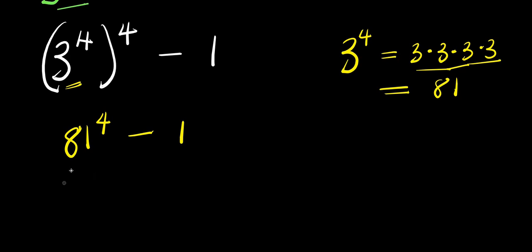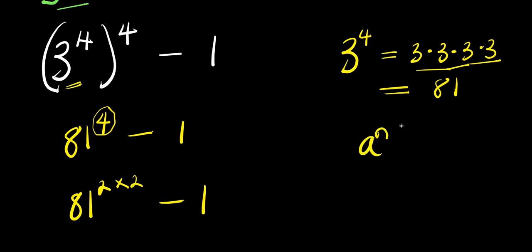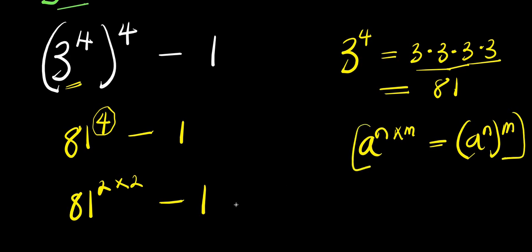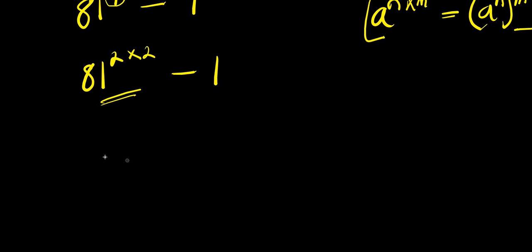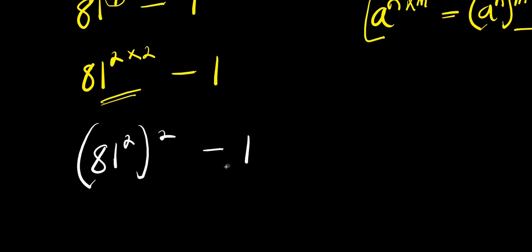So from here, I can express this 4 again as a product of 2 times 2. I have 81 power 2 times 2 minus 1. And I go back to the same identity: a power n times m equals a power n, power m. I apply the same identity here. I will simply have 81 power 2, raised to the power of 2, minus 1.